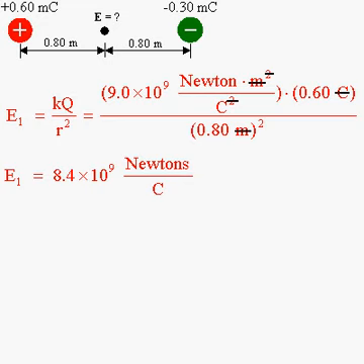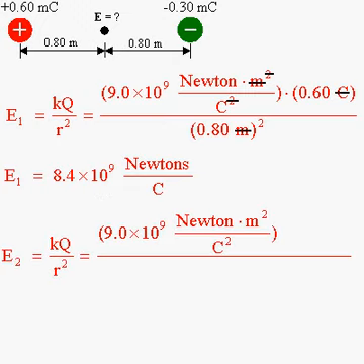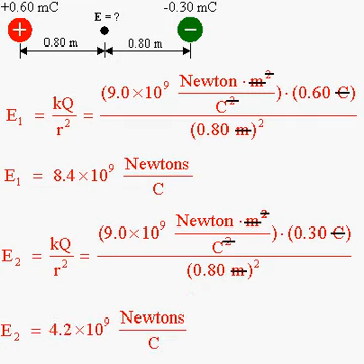Now let's move to the negative charge. We'll call that charge's electric field E2, and it's given by E2 equals kq over r squared. K is 9.0 times 10 to the 9th Newton meter squared per coulomb squared. The charge of this charge is 0.30, and it is also 0.80 meters away from the point we're interested in. Once again, meters squared cancel and one of the coulombs cancel, so E2 is 4.2 times 10 to the 9 newtons per coulomb. Alright, now we have the electric fields from each charge in the diagram.